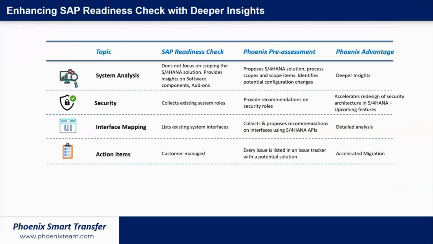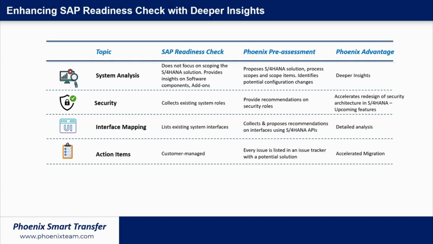Overall, in terms of summarizing, I know that there are several tools available from a market standpoint, as well as the SAP standard tool, which is the readiness check itself. So what is the Phoenix pre-assessment tool, or the smart transfer tool, offering beyond the readiness check? From a system analysis standpoint, the readiness check gives you bare minimum information about your software versions or add-ons, but it's not going to help you in terms of the existing solutions, the process and the scope IDs mapping.